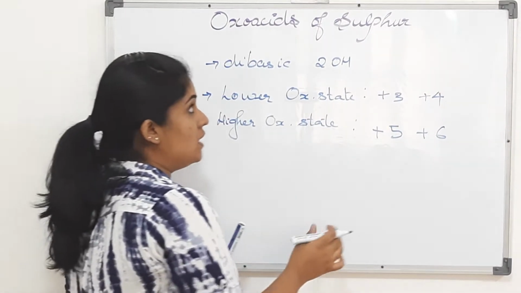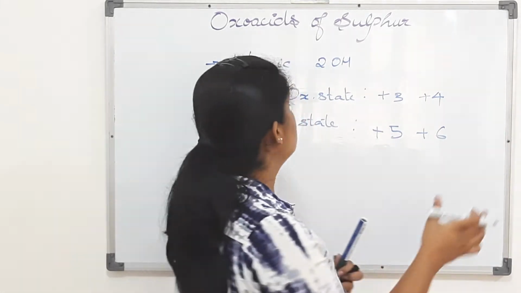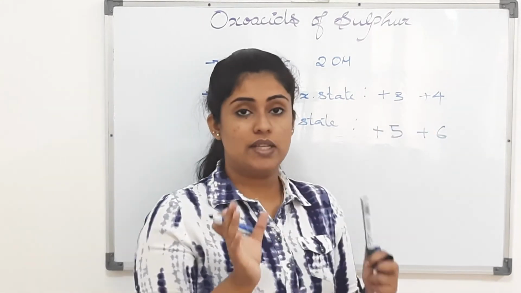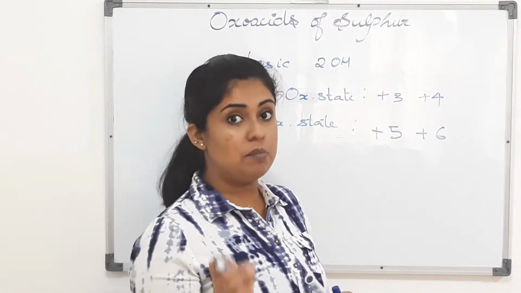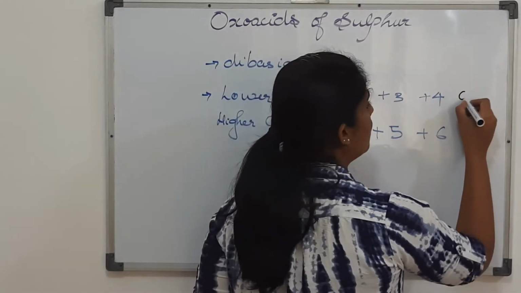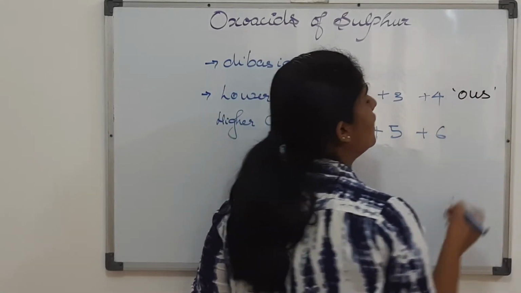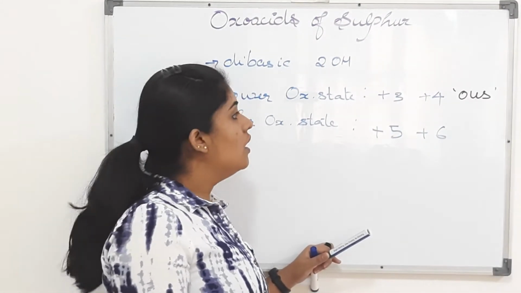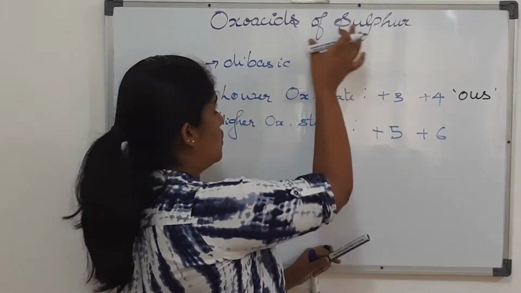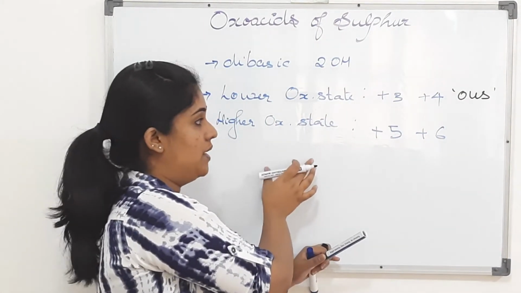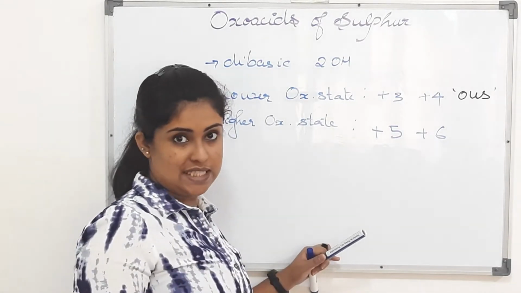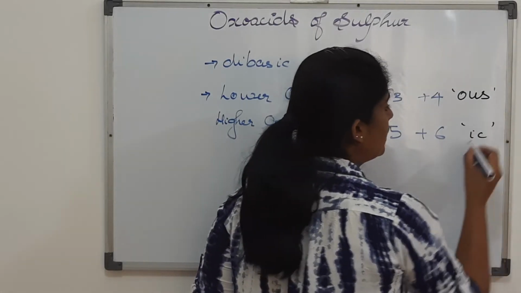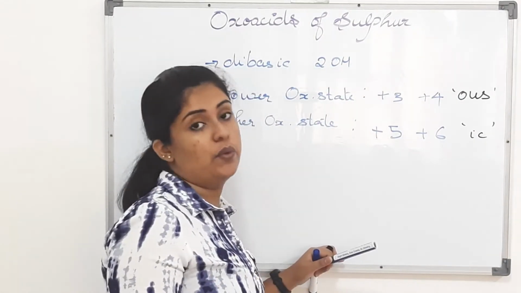The chemical name of those oxoacids that have an oxidation state of +3 or +4, that is the ones with lower oxidation state, ends with the word OUS, like sulfurous, hyposulfurous, pyrosulfurous and all. At the same time, the oxoacids having higher oxidation states, that is the ones with sulfur in +5 or +6 oxidation state, have chemical names ending with IC, like sulfuric acid, hyposulfuric, pyrosulfuric and all.